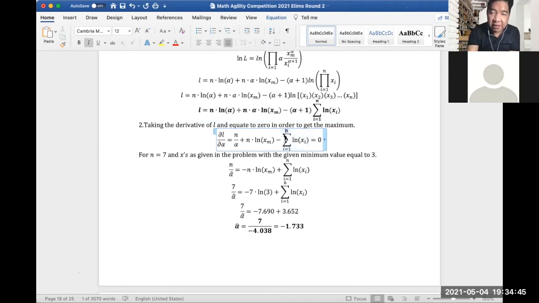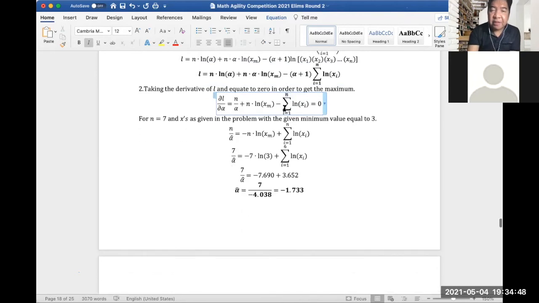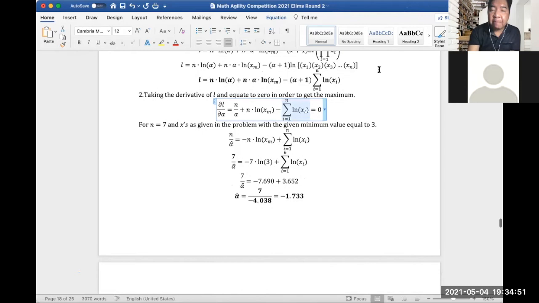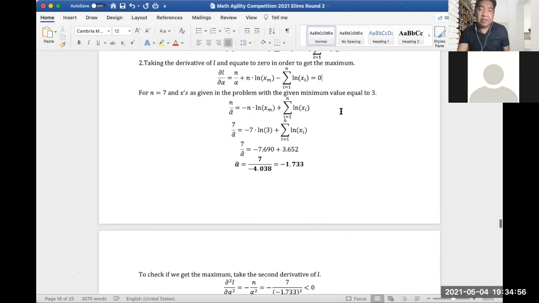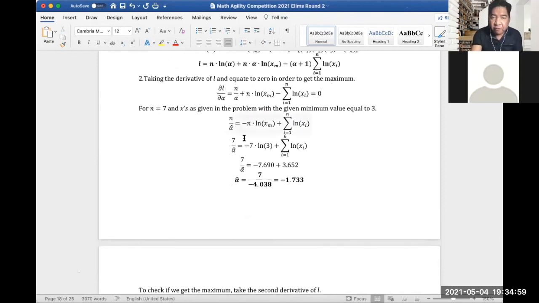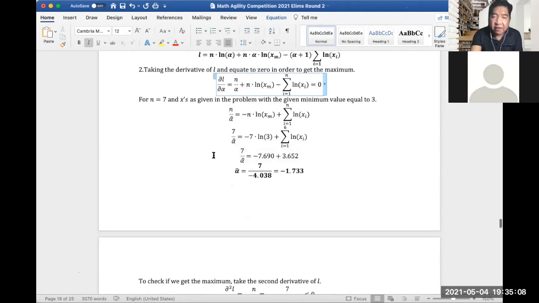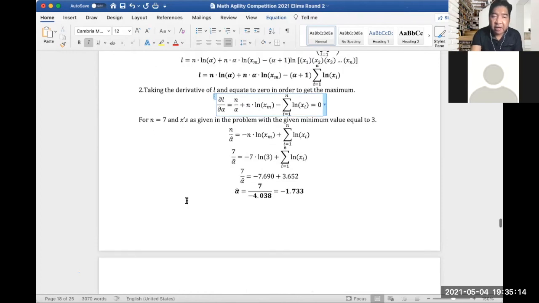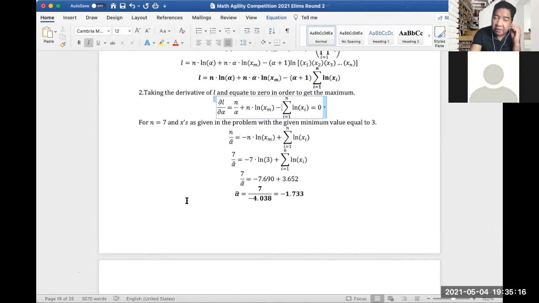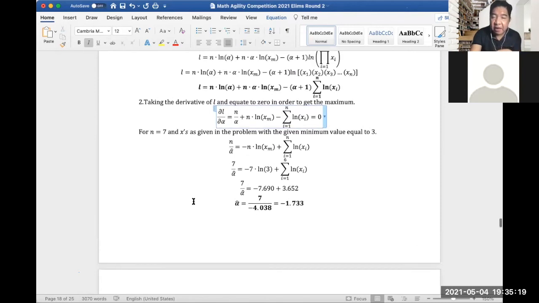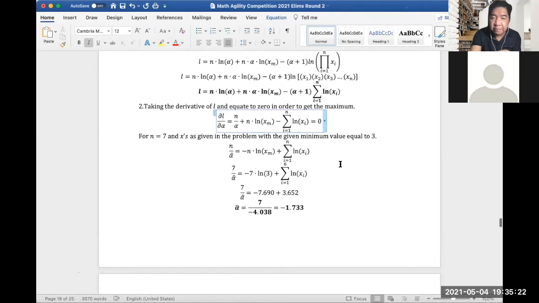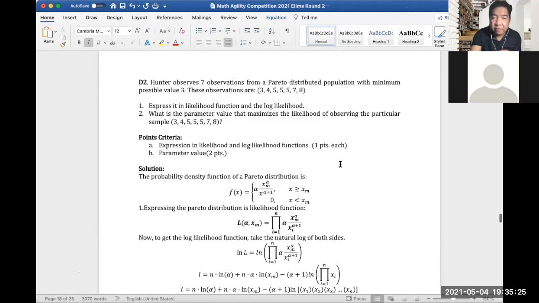So it's only this part that will be left. And then equate it to 0 to get the maximum. And then let's solve for alpha. So we move the second term and the third term to the right-hand side. So that's negative 7 times ln of 3, since we have a minimum value equal to 3 and our n is 7, that's the number of our samples, right? And then ln of x sub i from i to 6. So 1, 2, 3, 4, 5, 6.